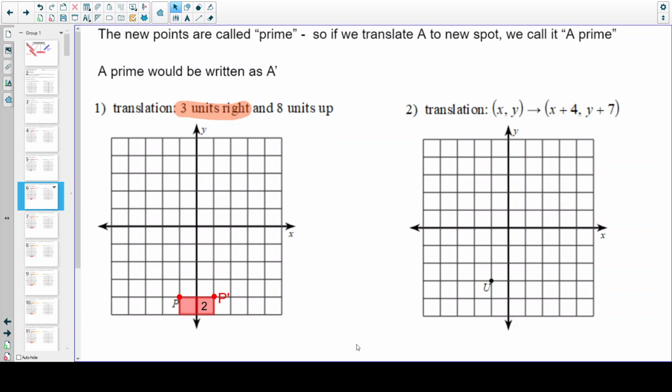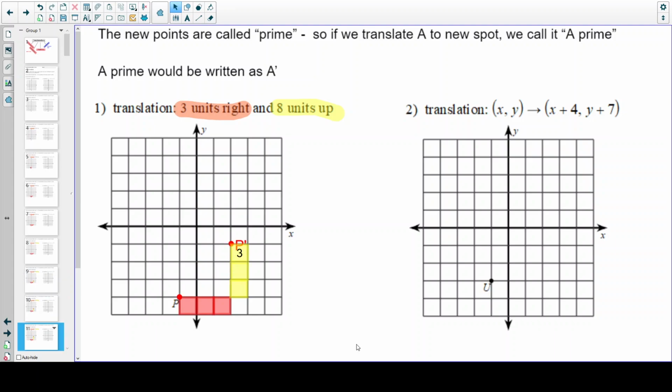So 2 slides over another spot, 3, and now we've got to start bumping that up 8 units, right? So if we go up 1 block, 2, 3, you get the idea. Once we get up to 8 blocks higher, we have translated point P to its new location, and we don't call it point P up here, we're going to call it P prime. Okay, it's P with an apostrophe, P prime.